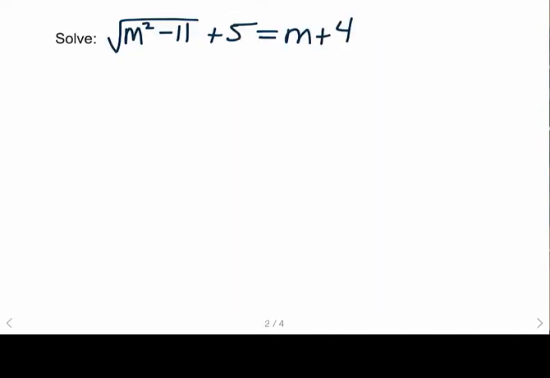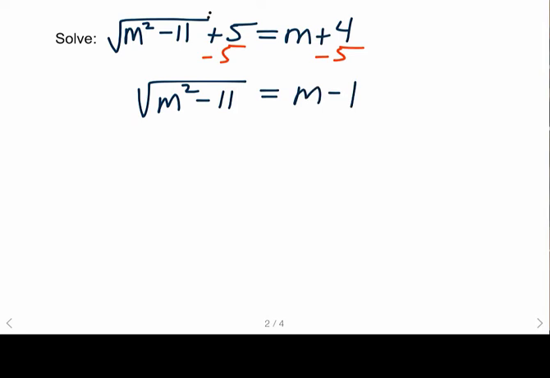Next, we're going to solve the square root of m squared minus 11 plus 5 is equal to m plus 4. As before, what I want to do is isolate the square root. And in this case, what that means is that I'm going to subtract 5 from both sides of the equation, keeping like terms with like terms, and I have this square root of m squared minus 11 is equal to m minus 1.